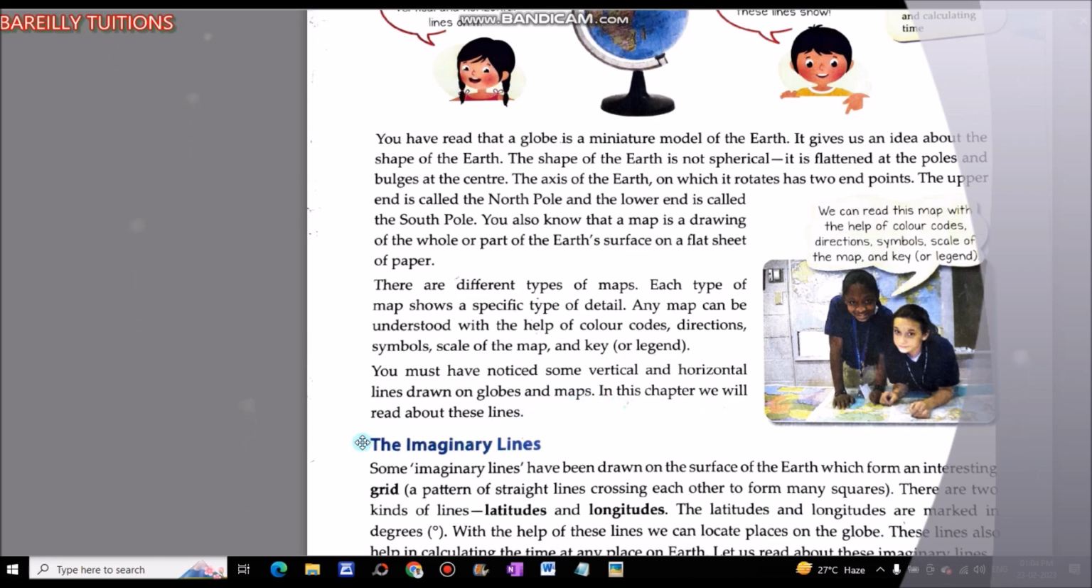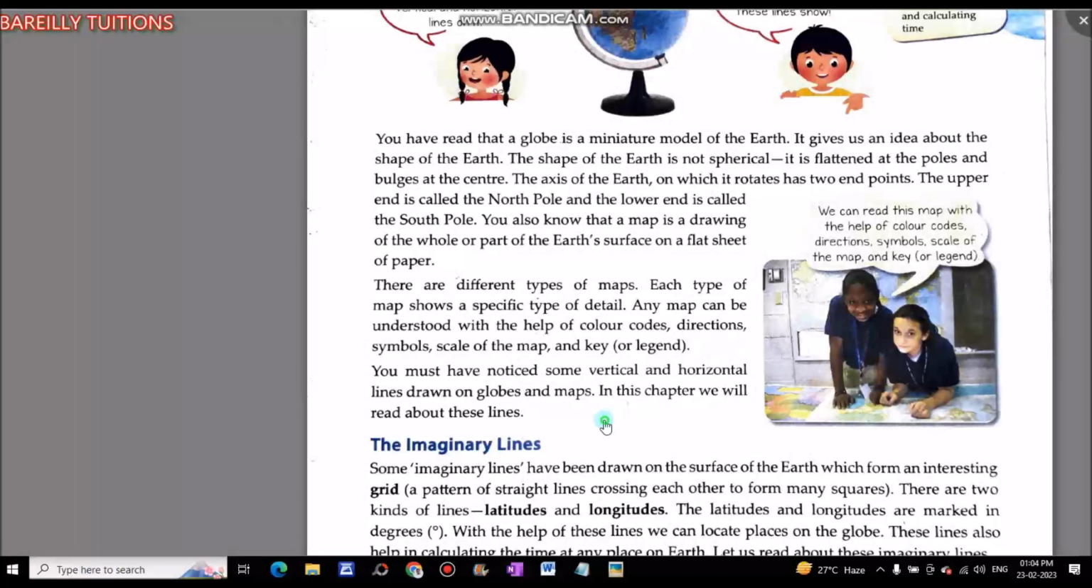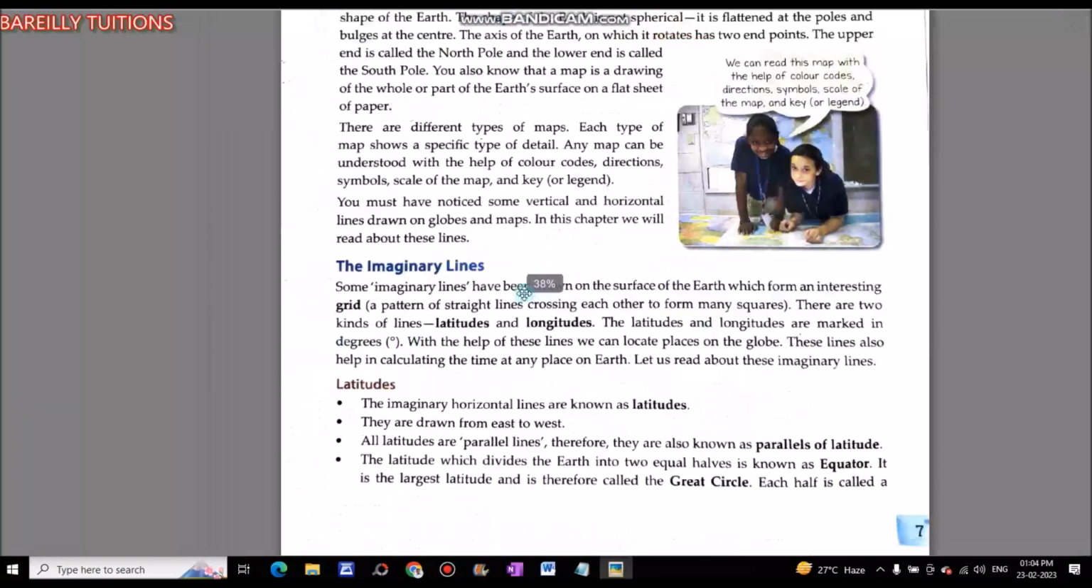In this chapter, we will read about these lines, the imaginary lines. These imaginary lines are called latitude and longitude. Some imaginary lines have been drawn on the surface of the Earth which form an intersecting grid, a pattern of straight lines crossing each other to form many squares.